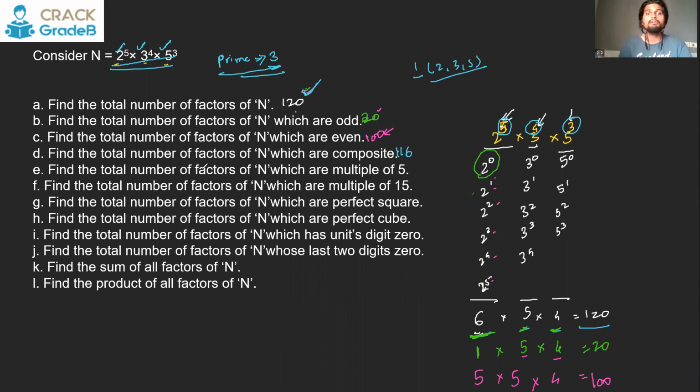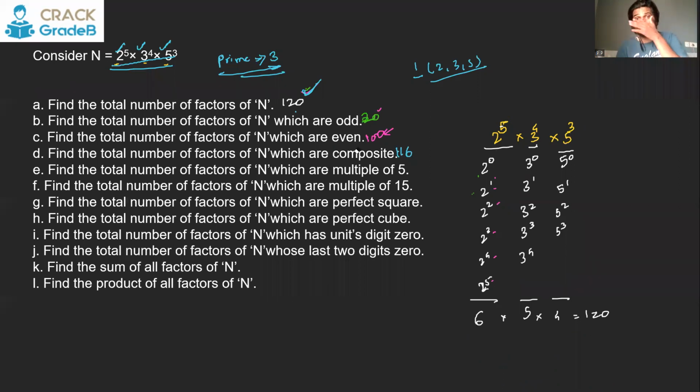E, find the total number of factors of n which are multiples of 5. Now it is as good as finding the even factors, because for a number to be even, what do you mean by an even number? An even number basically means a number should be a multiple of 2. That means it has to have at least one 2 in it. So if you want a number to be a multiple of 5, that means you want at least one 5 in it.